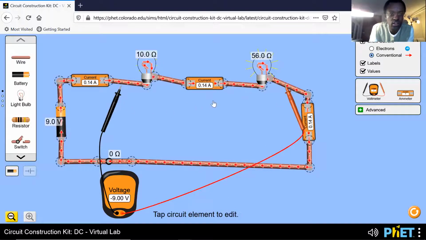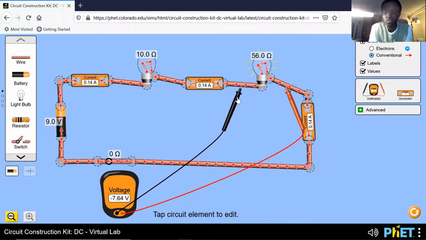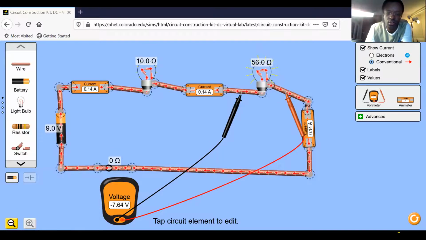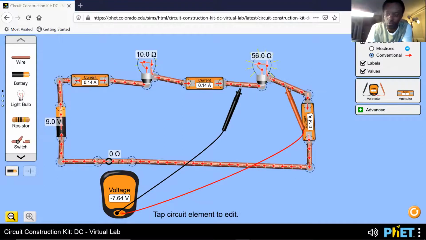Here, let's measure the voltage. You see, it's completely different: 7.64. Take 0.14, multiply that by 56. You should get something around 7.64. They just rounded. Let me do that on the calculator. So we said 56 times 0.14. Yeah, around that. It's because they are rounding. The current is being rounded.